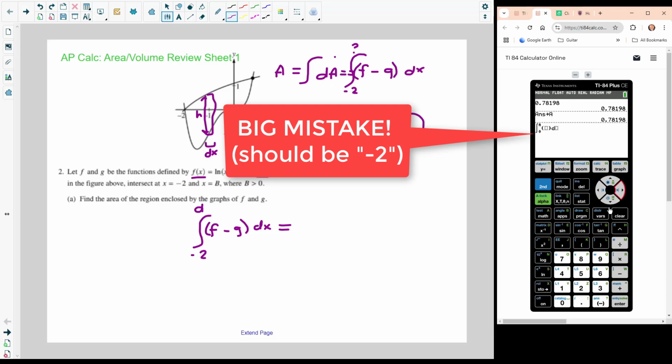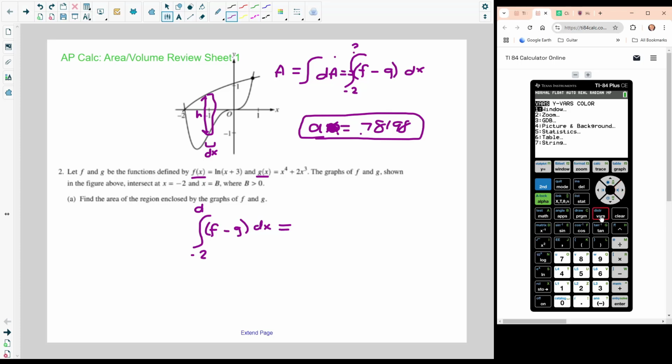Now, to get F and G in there, we're going to use the vars key. We're going to use the y vars. Let's move one to the right. Function number 1. And then we're going to put y1, that's F, minus y2. Same thing again, just do y2. Vars, right arrow, number 1. y2 is number 2. There it is, and put in dx. Okay, got to put in dx, and then enter, and we're good. Okay, so that is the area, 0.707.